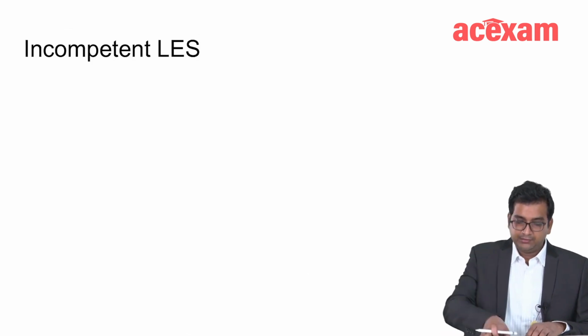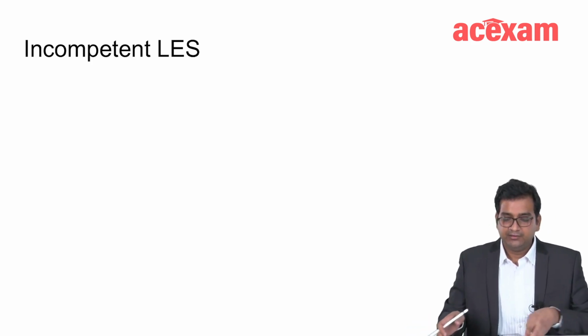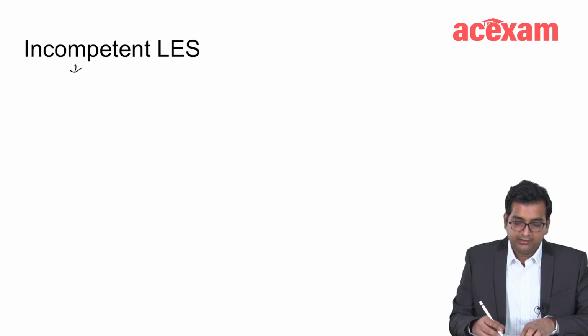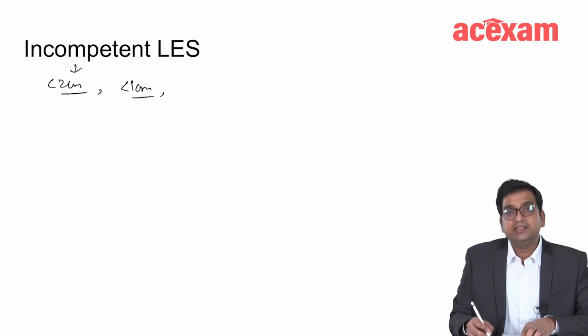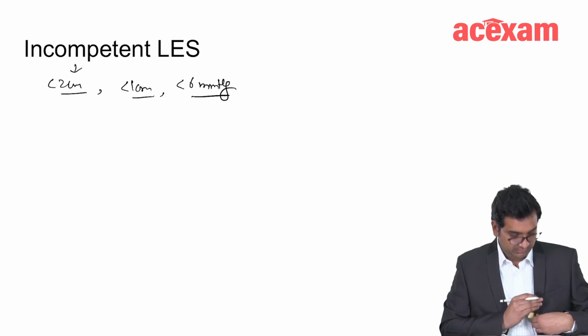Now, this incompetent LES I have already told you. This is very important, so I am repeating it again. Less than 2 centimeters total length, less than 1 centimeter intra-abdominal length and less than 6 millimeters of mercury pressure of the lower esophageal sphincter is incompetent LES.